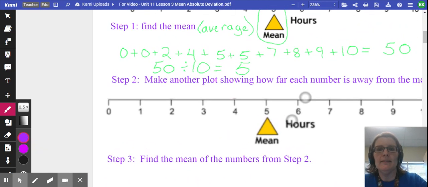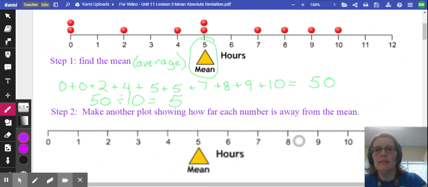So we had 2 zeros. And I need to know how far away is 0 from 5. We don't care about positives and negatives. That's what the absolute part means, like absolute value. We just care how far away it is. We don't care which direction it is in. So in math, to figure out how far away something is, we subtract it. So we can subtract each number from the mean.